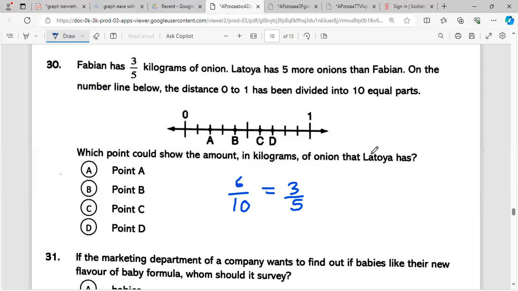It says, Fabian has 3/5 kilograms of onion. Latoya has 5 more onions than Fabian. On the number line below, the distance 0 to 1 has been divided into 10 equal parts. Which point could show the amount of kilograms of onion that Latoya has? So they didn't really ask you for the equivalent fraction of 3/5, right? They say that you were to find out where on the number line you think Latoya's weight would fall. You see?